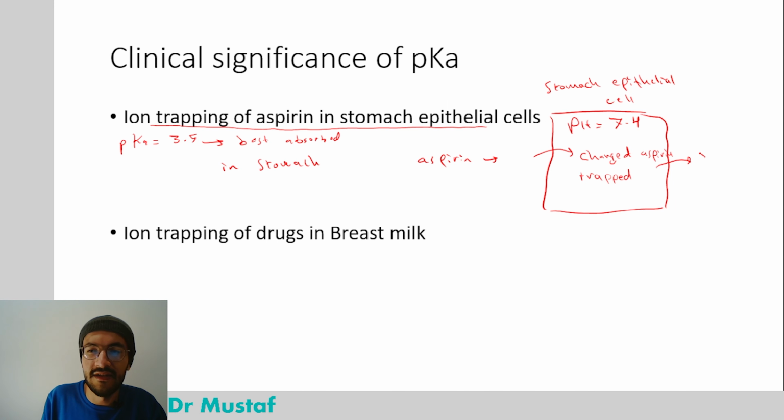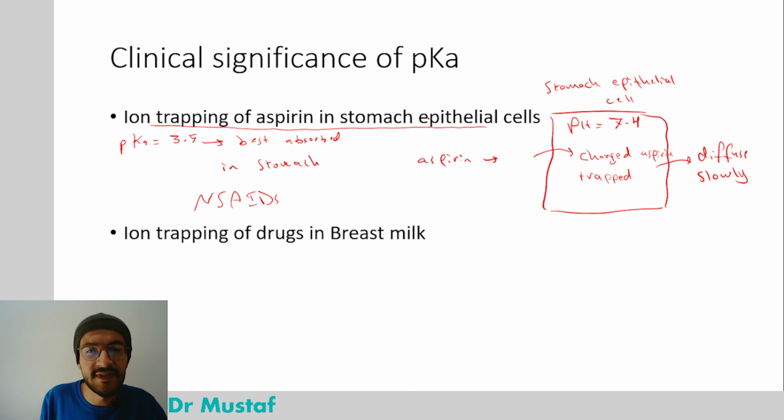And that's what we call the ion trapping of the aspirin inside the stomach epithelial cells. And the aspirin trapped in the stomach cells will have a bad effect on the stomach cell, and would lead to death of some of them. And with chronic use, it might lead to peptic ulcer. And that's also true of other NSAIDs, and that's what makes them have a bad effect on the stomach.